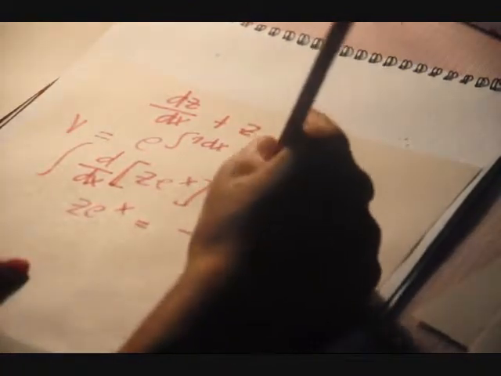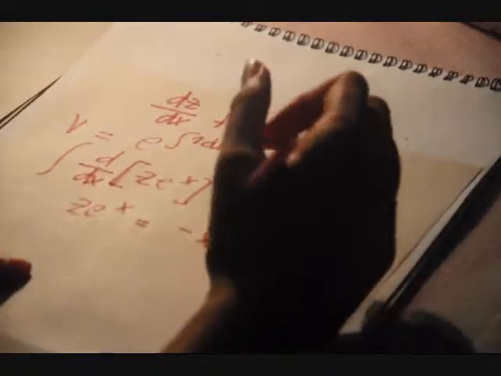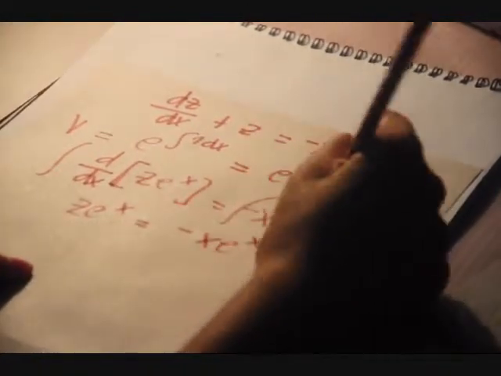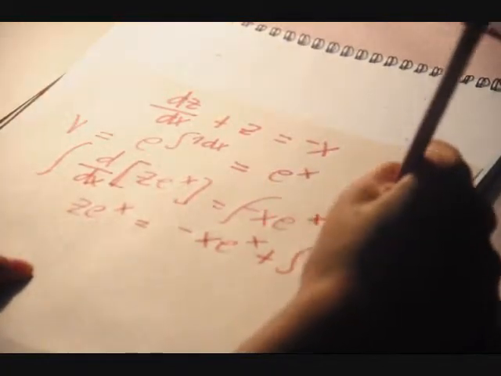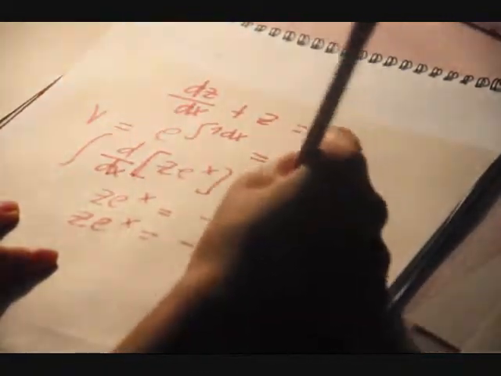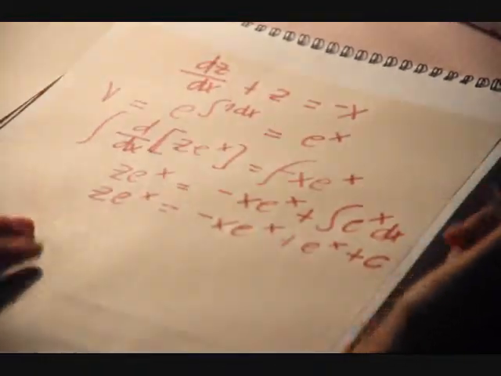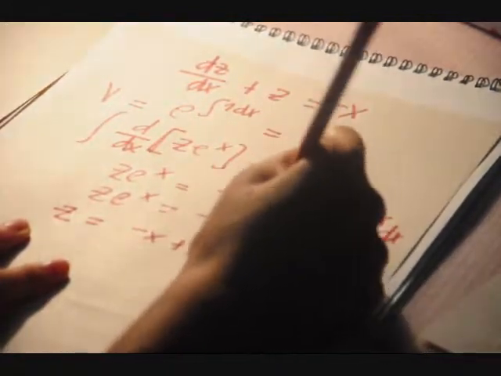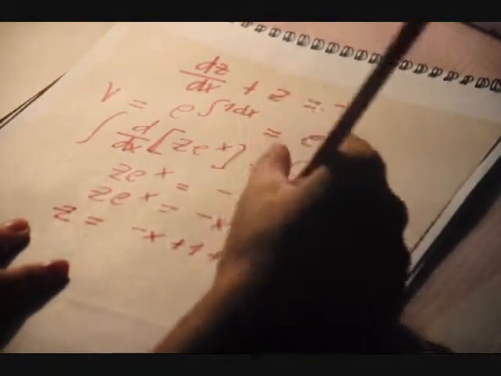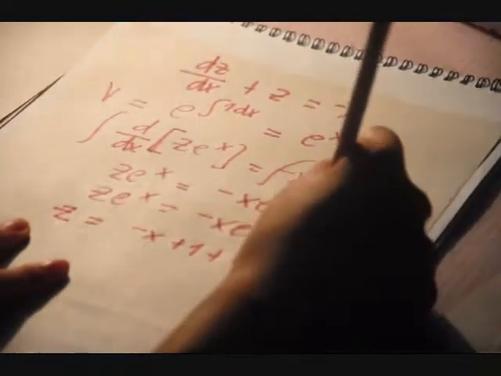So integrating, we'll have z e raised to x is equal to negative x times e raised to x plus the integral of e^x dx. So we have negative x e raised to x plus e raised to x plus c. Dividing both sides by e raised to x, we have z is equal to negative x plus 1 plus c times e raised to negative x.